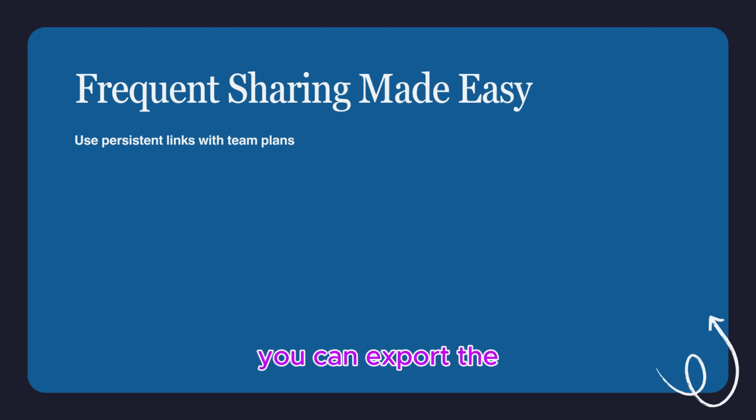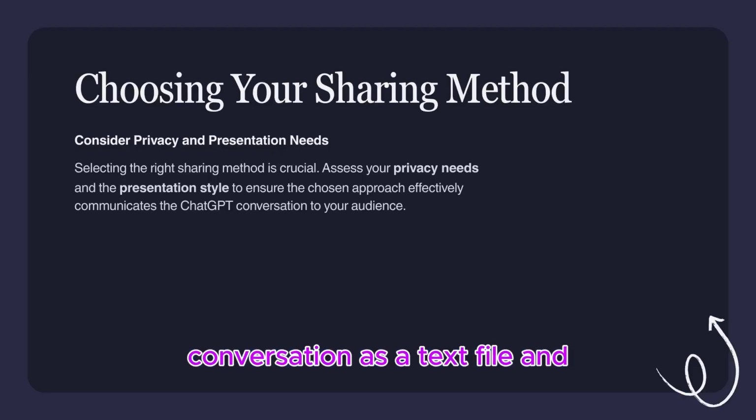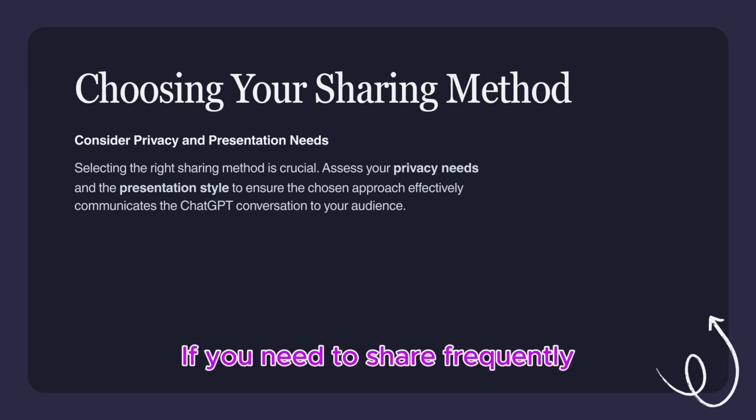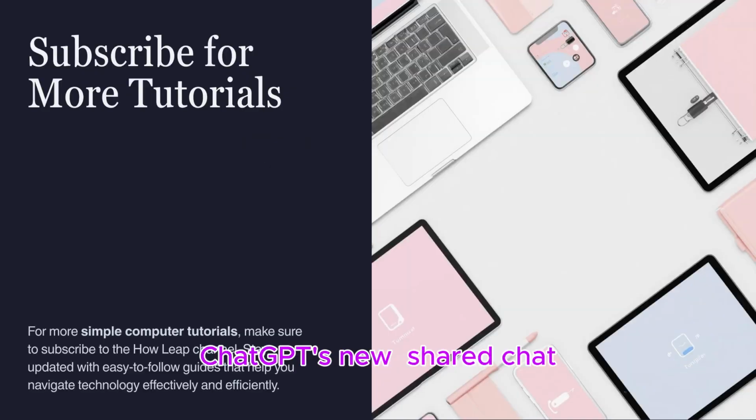For collaboration, you can export the conversation as a text file and upload it to cloud storage like Google Drive, then share the file link if you need to share. Also consider using ChatGPT's new shared chat feature in team plans, which creates a persistent, updatable link.